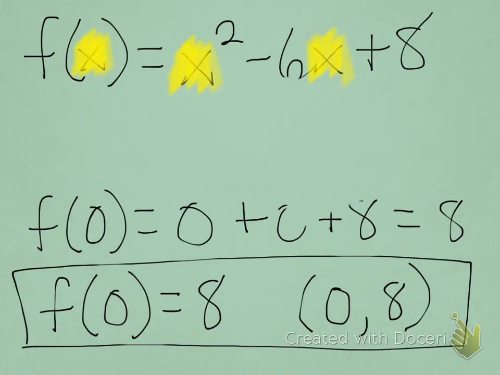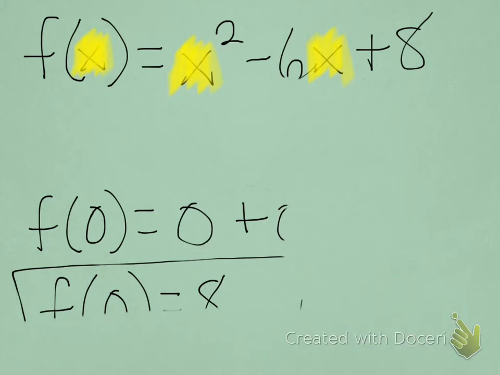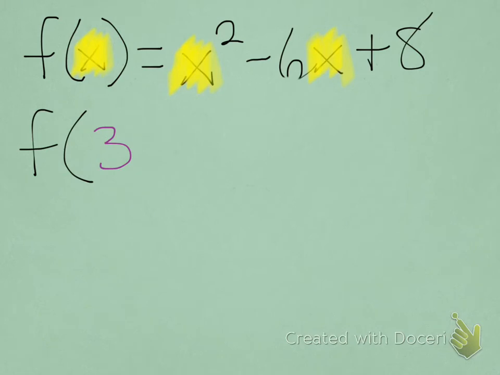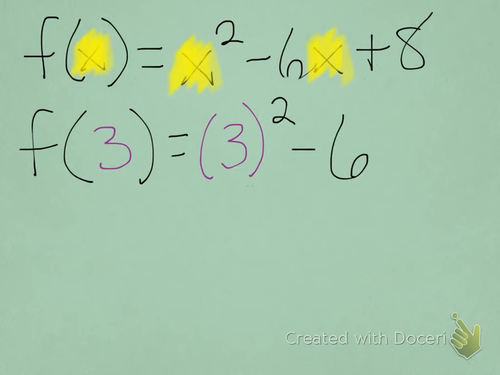Okay, let's try another one. What if we changed the value of x, so keeping the same operation, the same procedure, only now evaluating at a different value for x? Let's say now that we are going to evaluate this function when x equals 3. So then again, same thing. Everywhere we see an x is now going to be replaced with the value 3. So then our equation now becomes 3 squared minus 6 times 3 plus 8.